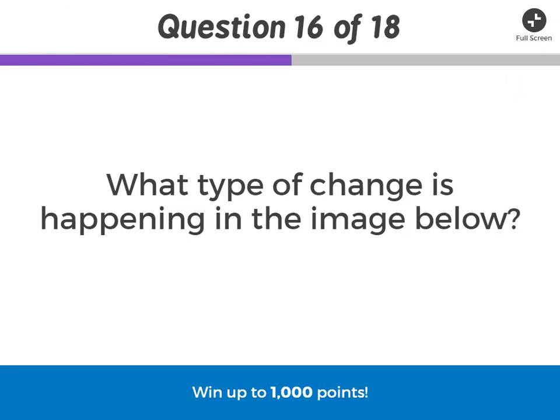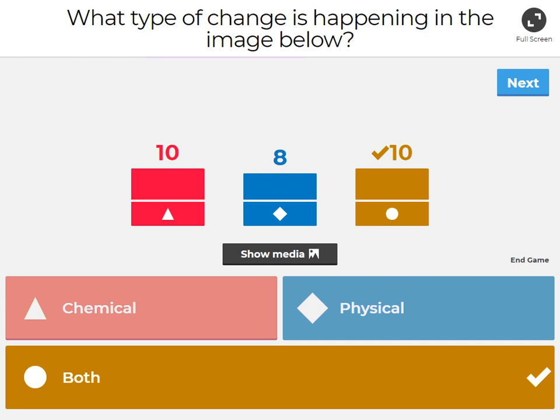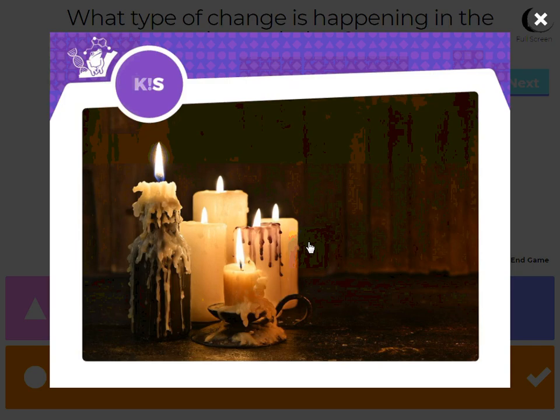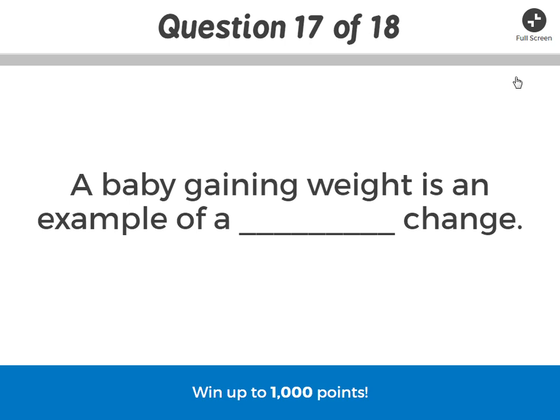What type of change is happening? Okay. Where's the physical change? The wax melting. Where's the chemical change? The burning, the combustion of fuel. Okay. Most of you guys are like, yeah, for physical. That was both. Good job, 10 people critically thinking. All right. Two more. All right, this is a weird question.